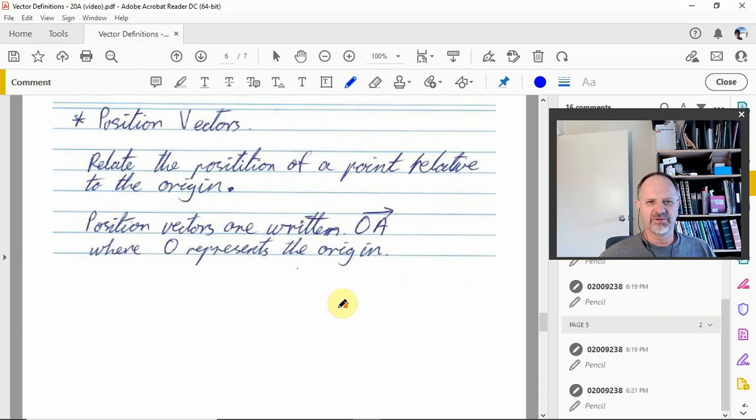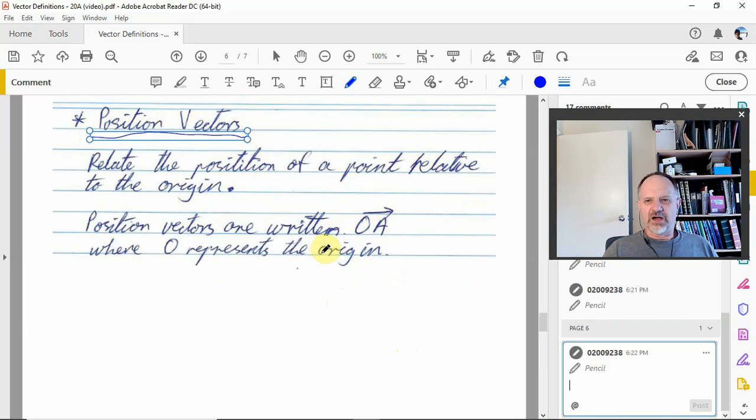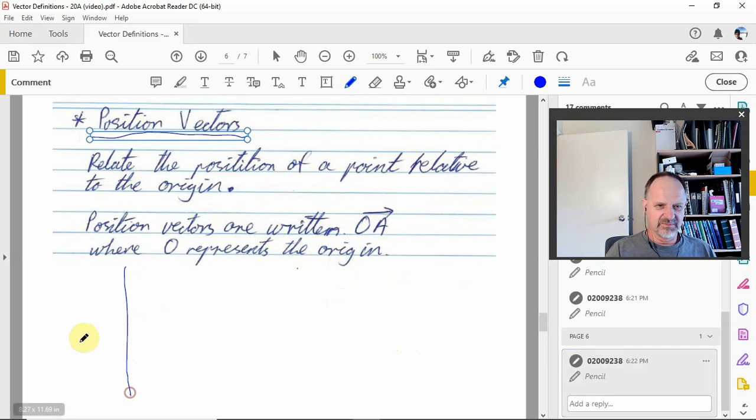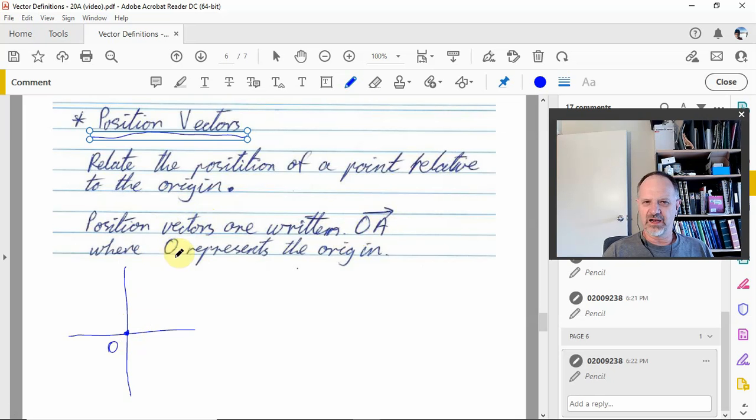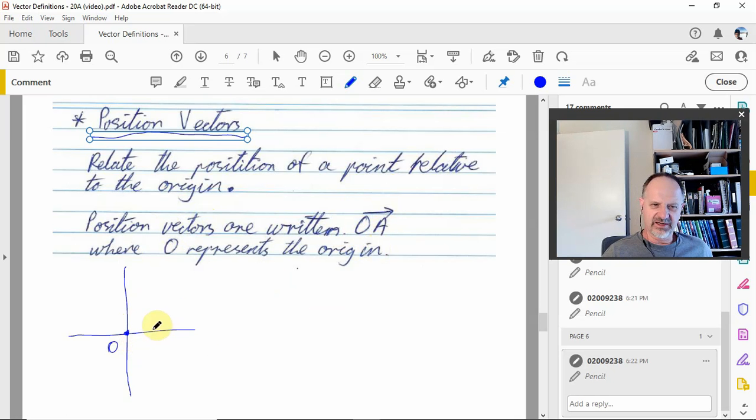There, went too far. Position vectors, there you go. All right, so position vectors don't have any random starting point. And so they write the position of a point relative to the origin. So on the Cartesian plane, we mean exactly that. So this here is our origin, this is O, and so position vector, written here, this one's OA, and O represents the origin. So every time you've got a vector written that's got O at the front, then it's a position vector.